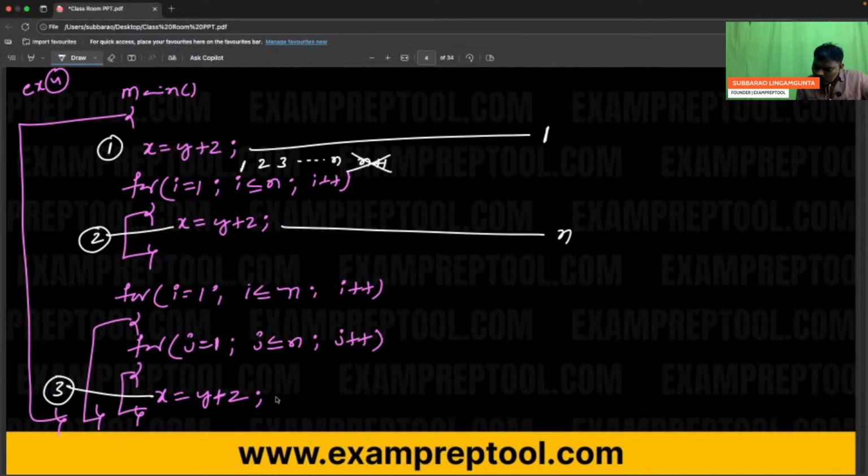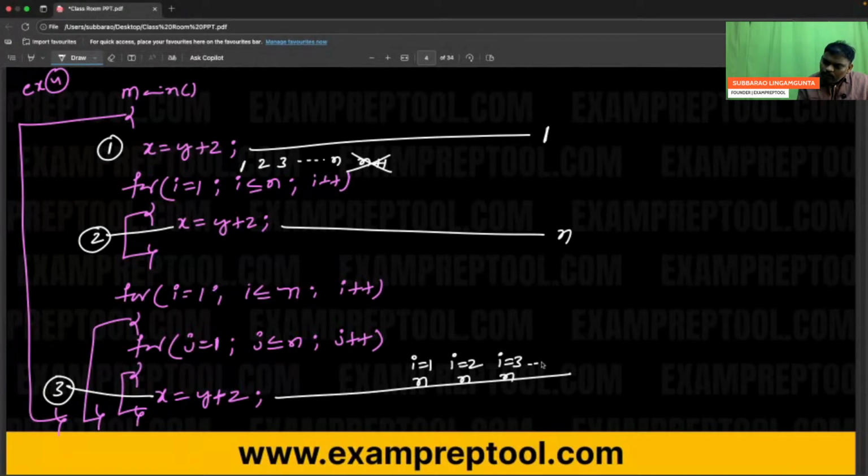Now, if you see the third statement, I is equal to 1, right? The j loop is n times. For every j value, the statement is one time. So for I equal to 1, the statement executes n times. I is equal to 2 also, the statement executes n times. I is equal to 3 also, n times, and so on. It will continue until I is equal to n. So n times n, n times n. So I think this will execute n square times.